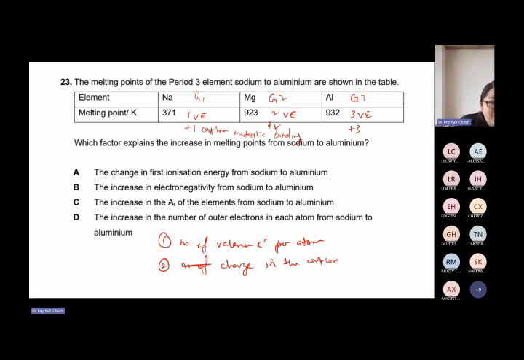So we look at the factors: the change in the first ionization energy, the increase in electronegativity, the increase in atomic weight, and the increase in number of outer electrons in each atom from sodium to aluminium. Only D is talking about one of the factors, the number of outer electrons, number of valence electrons. So the answer is D.